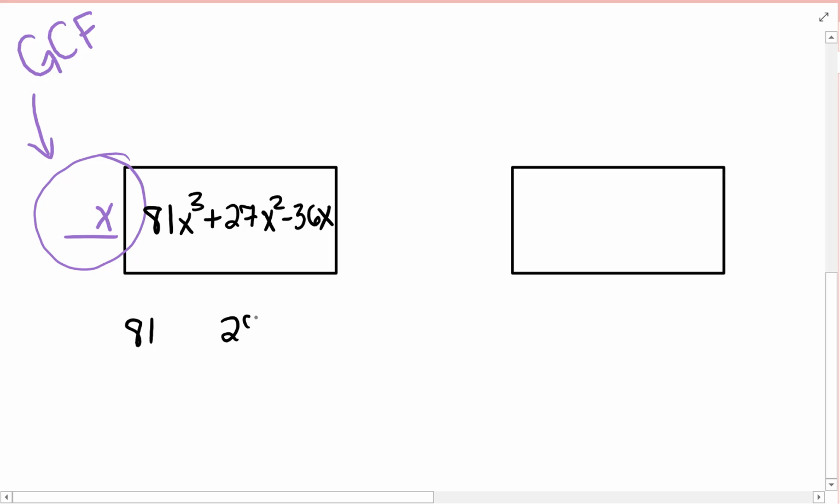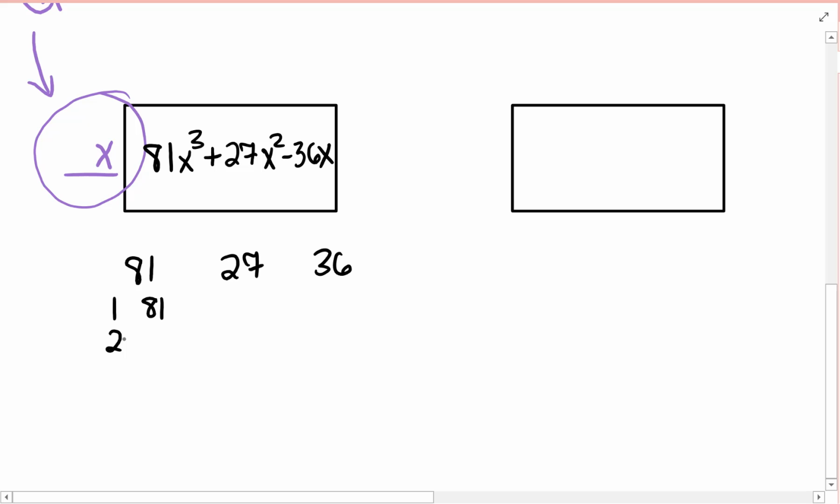81, 27, and 36. The factors of 81 are 1 and 81. Does 2 go into 81? No, because 81 is not an even number. What about 3? Well, 3 goes into 81 if the sum of its digits is a number that 3 goes into. 8 plus 1 is 9. Does 3 go into 9? Yes, it does. Then we know 3 goes into 81. 81 divided by 3, there are 2 3s in 8, so that would be 6. 3 into 21 is 7. So 3 times 27 gives me 81.